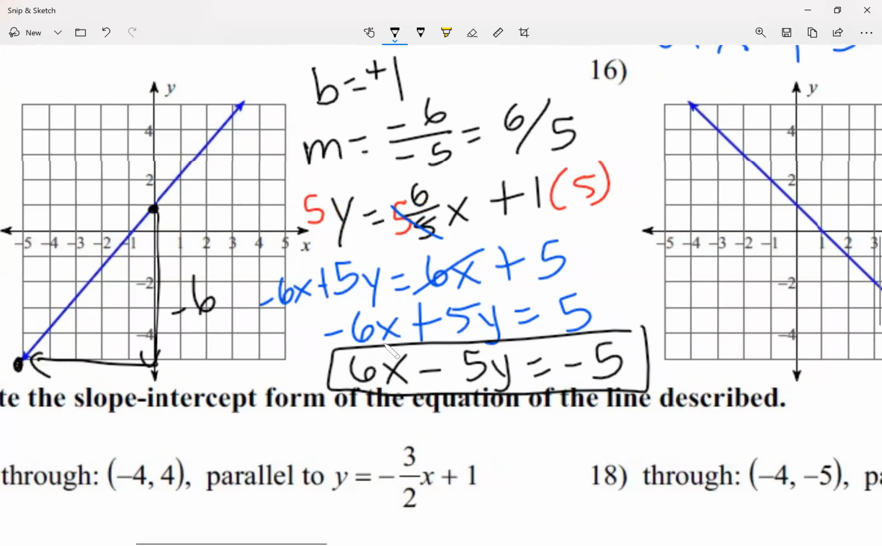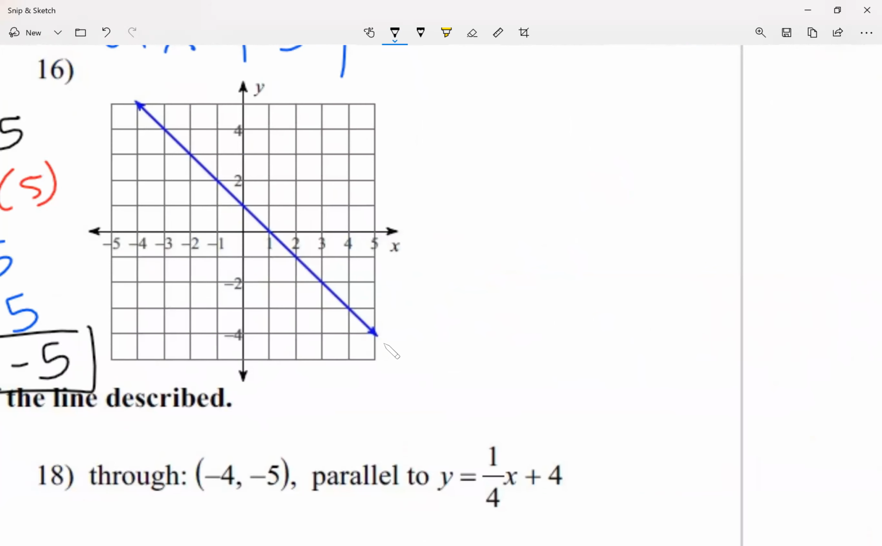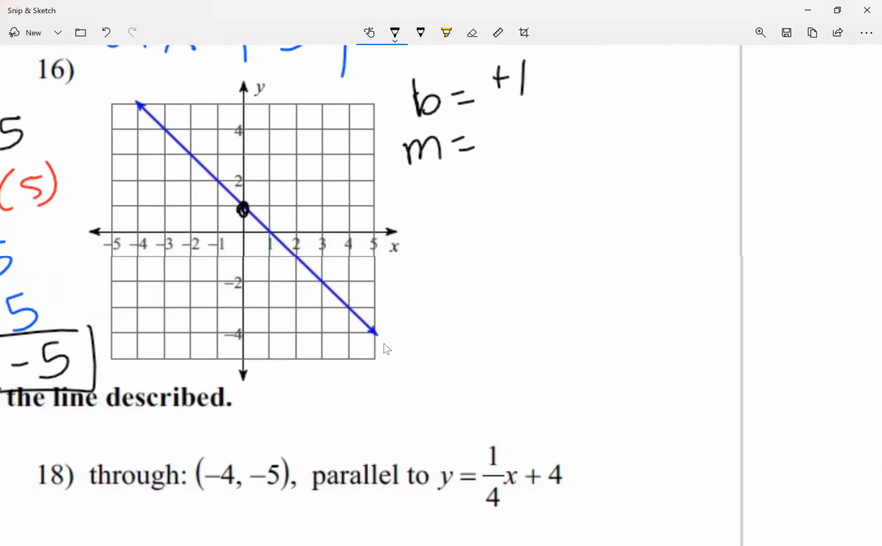Let's do another example. Let's take a look at number 16. To begin with, I need, I'm going to call this B for the y-intercept, and let's say M for the slope. That's what I need to begin with. I cross the y-axis at positive 1. So even with the sign included, I'm going to write positive 1. For the slope, I'm going to use these 2 points. There's more points I can choose, so it doesn't matter which one you choose.